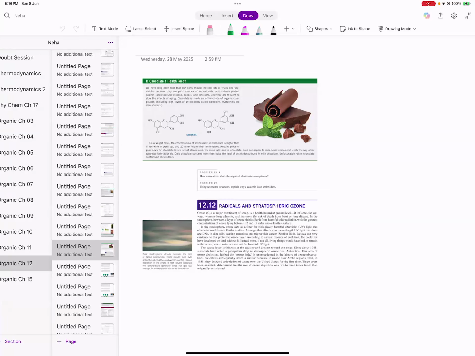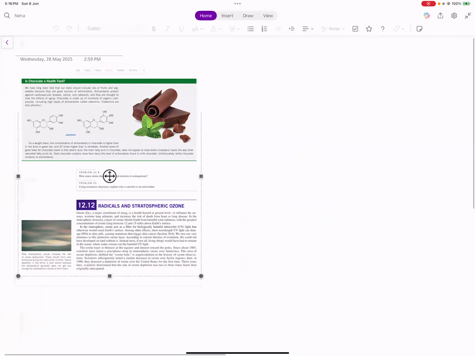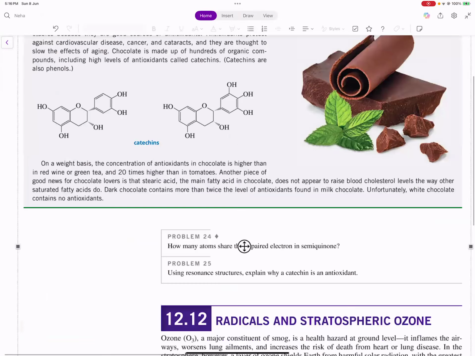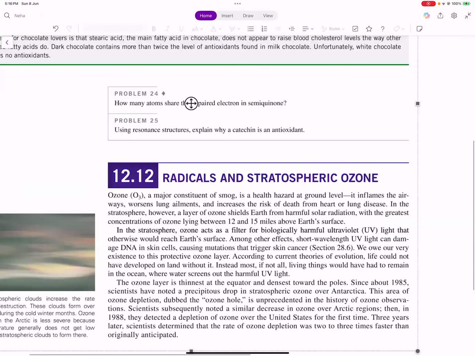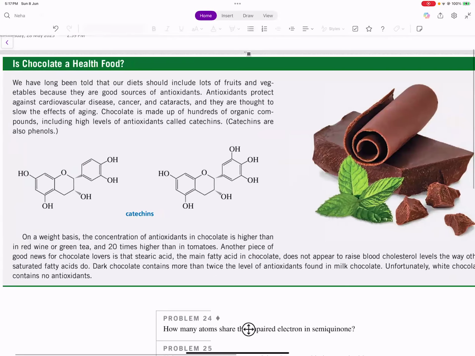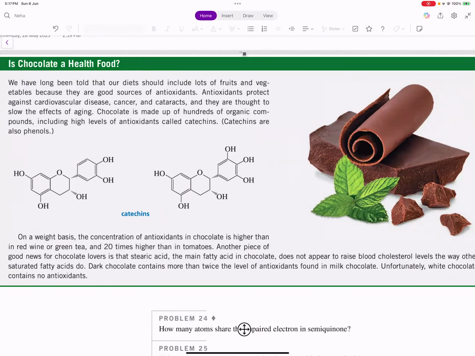Chocolate is a health food. Chocolate has some properties which can trap the radicals, because it is the radicals which are responsible for aging and so on. And these catechins are able to trap those free radicals. They are also phenols, so they can trap the radicals.